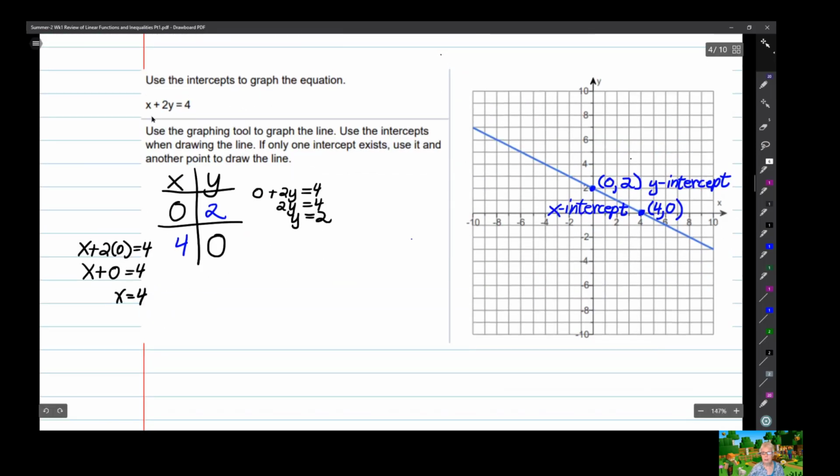Now here's another line, well, it'll be a linear function. It would be in function form if we solved for y.